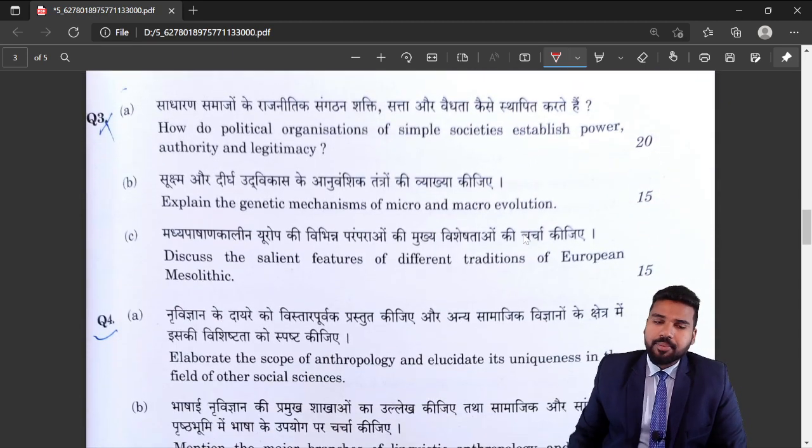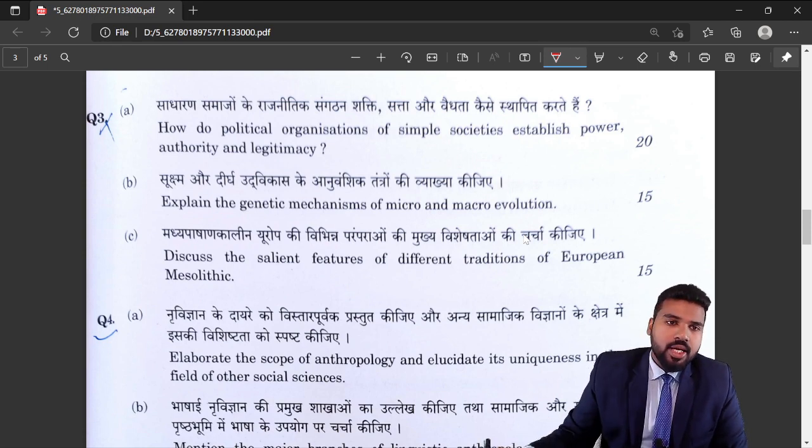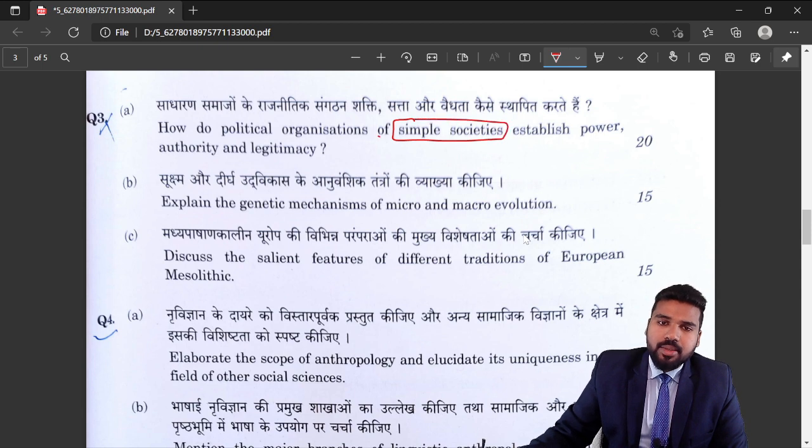See question number 3. Here, first part. Once again the 20, 15, 15 structure. Again, the same structure is there. Look at this part of question number 3: how do political organizations of simple societies, that is the primitive societies, establish power, authority and legitimacy?